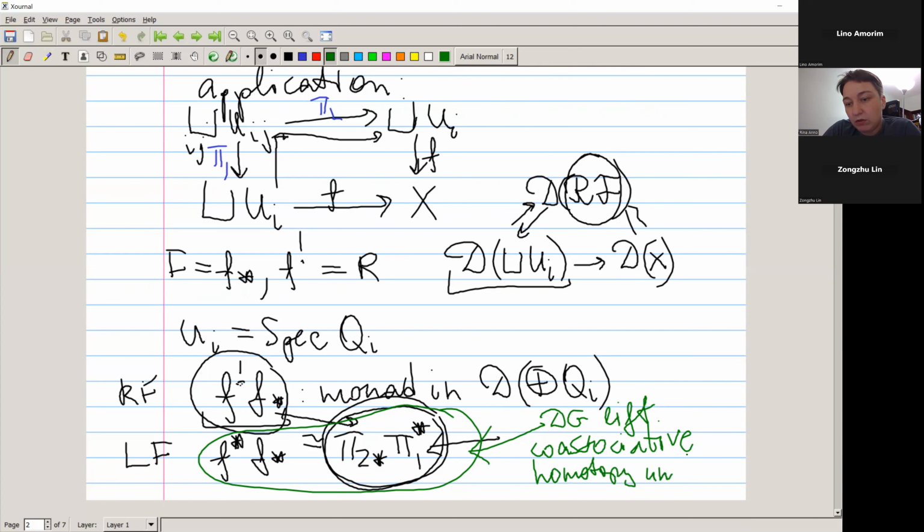Yeah. So we can lift a comonad, something that comes from a functor F from A to B, from tensor multiplication by a module M. A monad, the composition of a functor and its right adjoint, or a comonad, the composition of a functor and its left adjoint, we can always lift to a co-associative but homotopy unital DG coalgebra. So in this case, the comonad is still living on the derived category of sheaves. Yes. Okay.